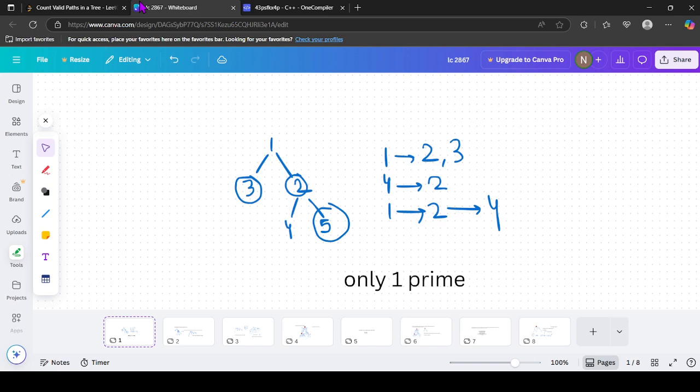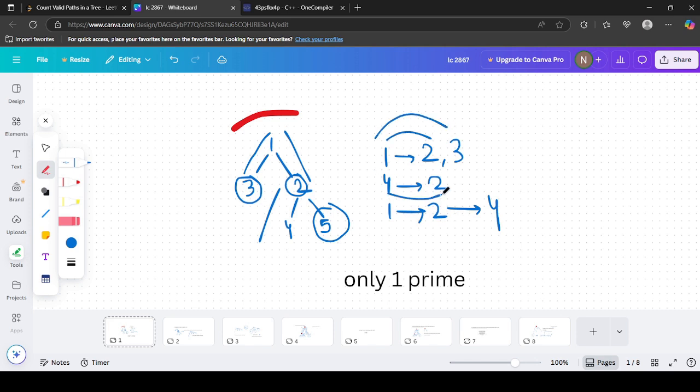So let's say this is the original tree, and for this, what is the answer? What are the number of good paths? We should have only one prime, so it can be 3 1, it can be 2 1, it can be 2 4. That's it, because it can be 1 to 2 and 1 to 3. From 4 it can be only 4 2, and from 1 it can go to 2 and it can go to 4 also, because in this whole path there is only one prime, which is 2.